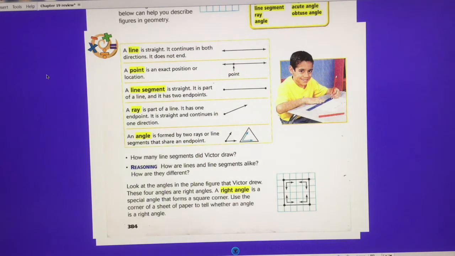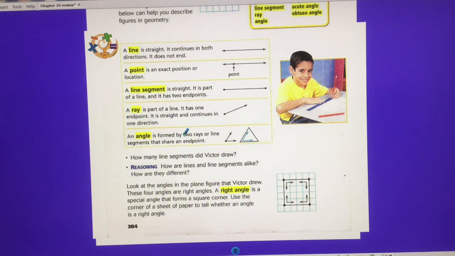Well, line wasn't even a choice. Was point a choice? No, but line segment was a choice. That's a part of a line and has two endpoints. That's not what I was talking about. Was ray an option? No, but angle was an option. It is formed by two rays or line segments that share an endpoint. Ooh, wait. That's what it asked, right?